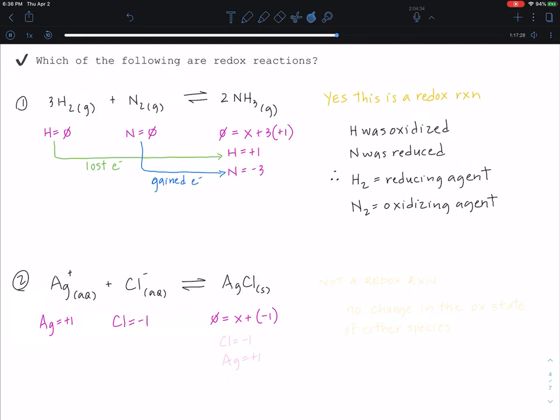So therefore, the chlorine is in a negative one oxidation state, and the silver is in a positive one oxidation state. Do you see a change in the oxidation state for these species? I don't. This is not a redox reaction. There's no change in the oxidation state of either species.